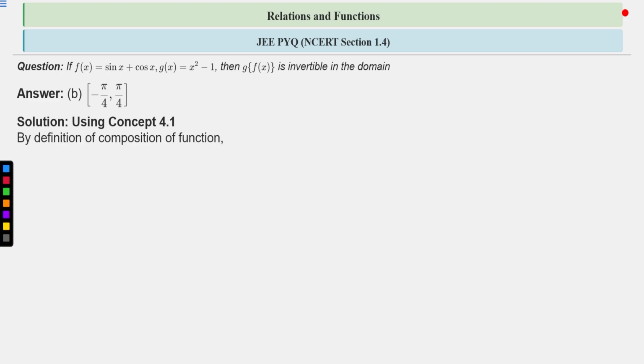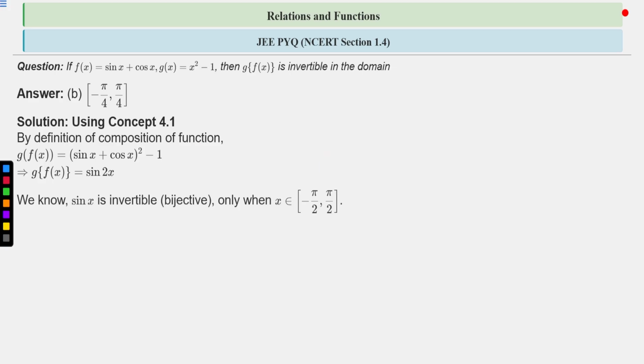By definition of composition of functions, we can say that g of f(x) is equal to (sin x plus cos x) whole square minus 1, right? When you open this, you'll get sin square x plus cos square x plus 2 sin x cos x, which is equal to sin 2x, minus 1. Now, sin square x plus cos square x is 1, so it will cancel out and you'll get g of f(x) is equal to sin 2x, right?